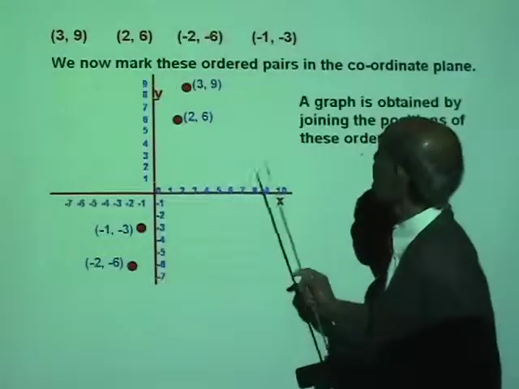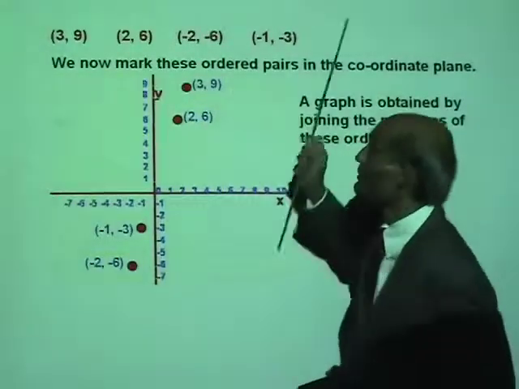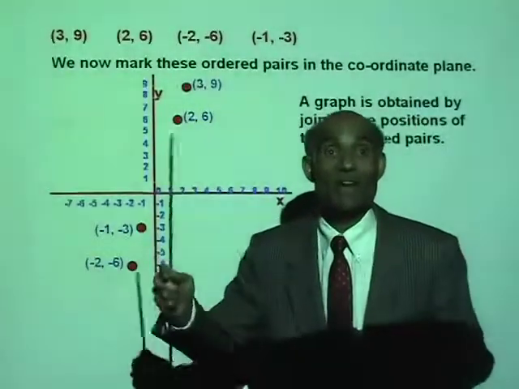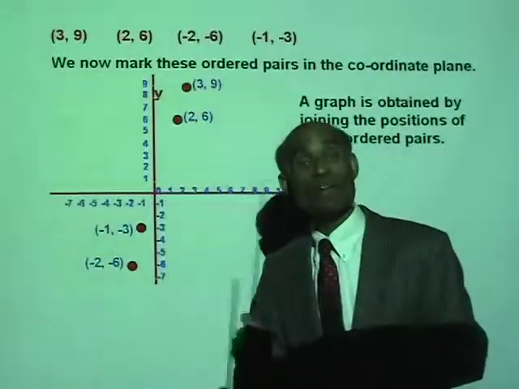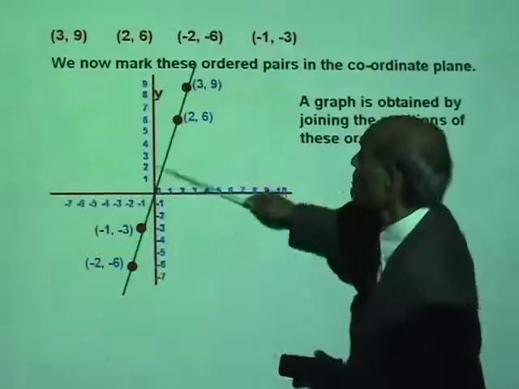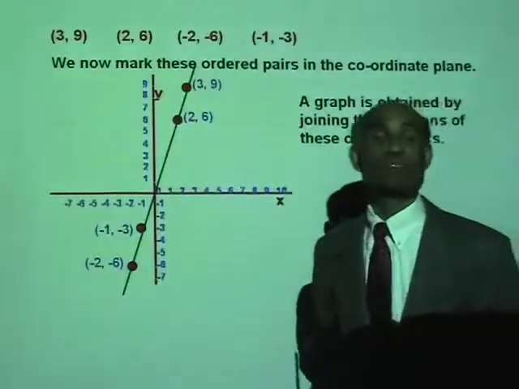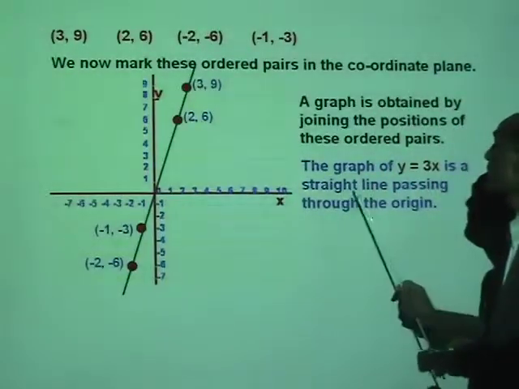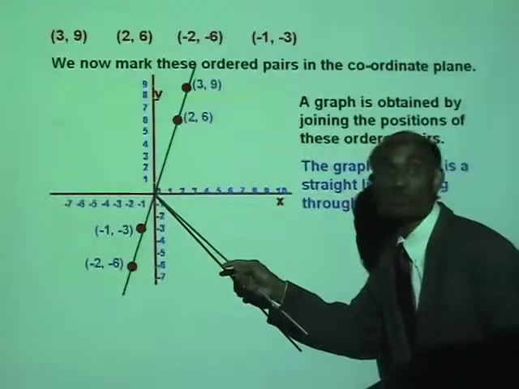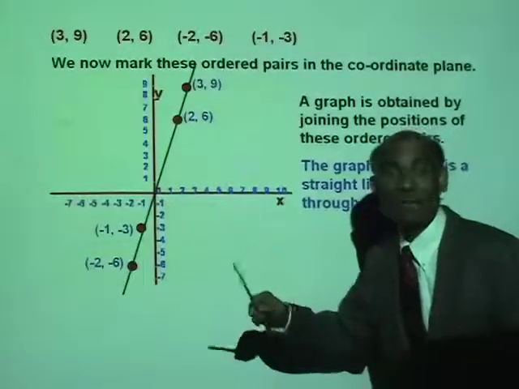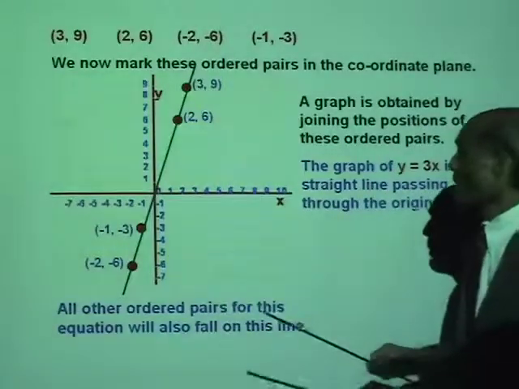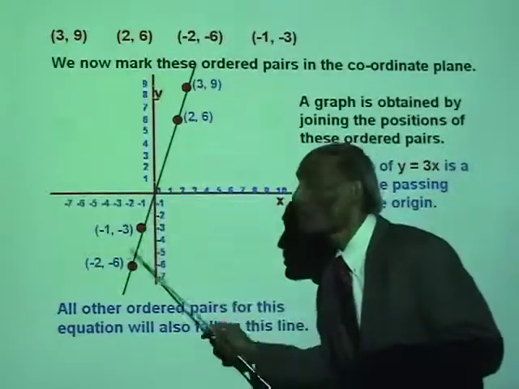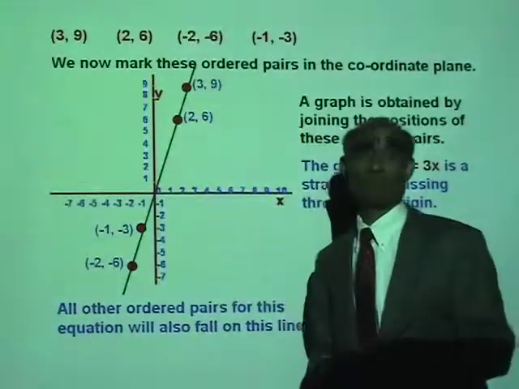And to obtain the graph, we simply join these points. Because our equation is a linear equation, the graph will be a straight line. All the ordered pairs will lie along that straight line. So this is the graph of the given equation. Alright? The graph of y equal to 3x is a straight line passing through the origin. Watch that. I will be asking you this a little later. All other ordered pairs for this equation will also lie on the same straight line.